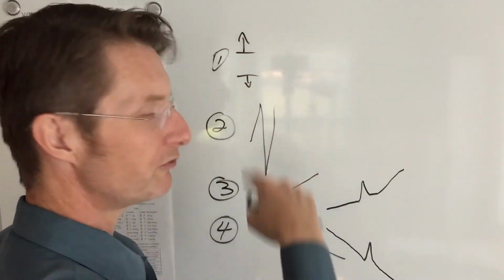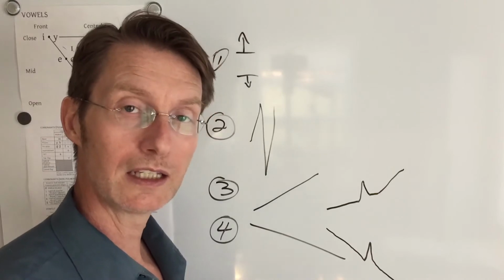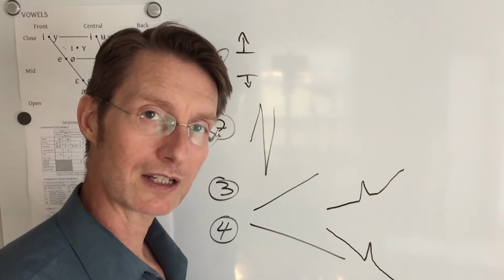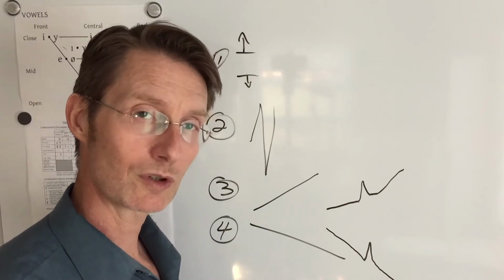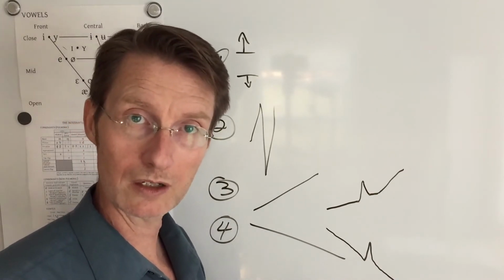So these are four elements of intonation in RP that a lot of American actors really need to work on to get that sort of classic style of Importance of Being Earnest.